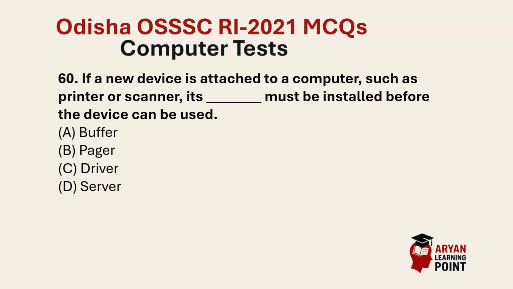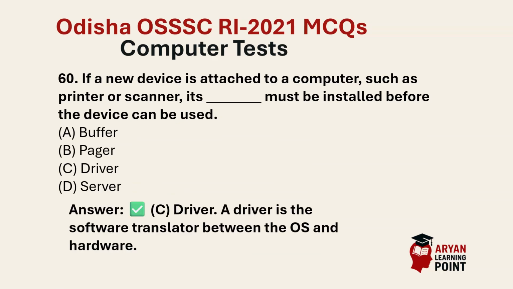60. If a new device is attached to a computer, such as a printer or scanner, its driver must be installed before the device can be used. A. Buffer. B. Pager. C. Driver. D. Server. Answer: C. Driver. A driver is the software translator between the operating system and hardware.